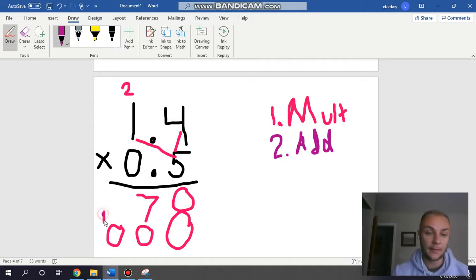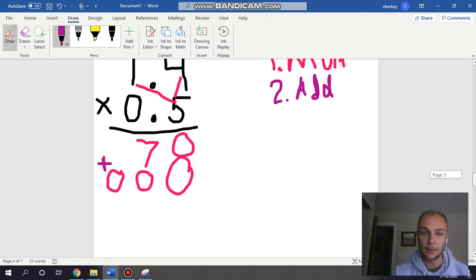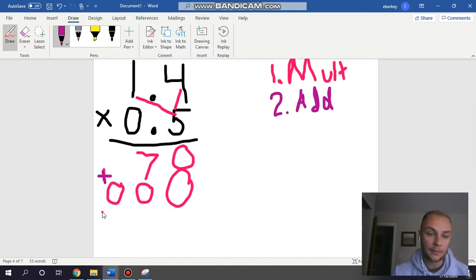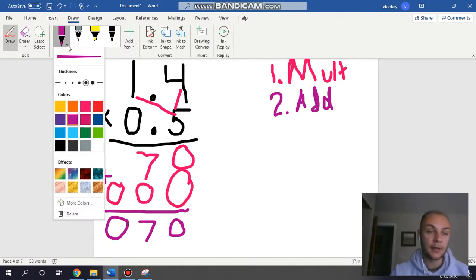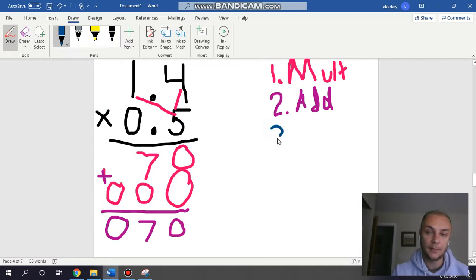Okay, so then we have to add, and I'm going to do that in purple so that you can see the same color throughout as we go through. So now we're adding them together. 0 plus 0 is 0. 7 plus 0 is 7. 0 plus nothing is 0. Alright, the last thing that you need to do is put in your decimal place. I'm going to do that in dark blue. So step 3 is decimal, and I'm just going to put DEC for decimal.